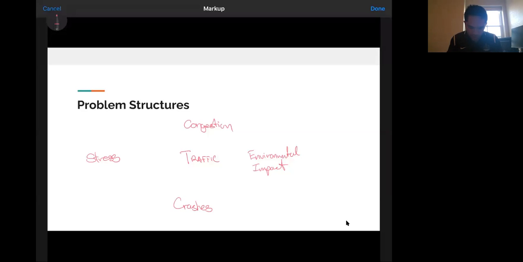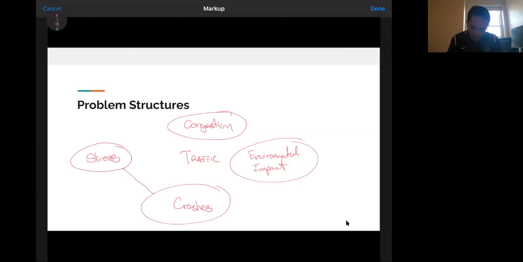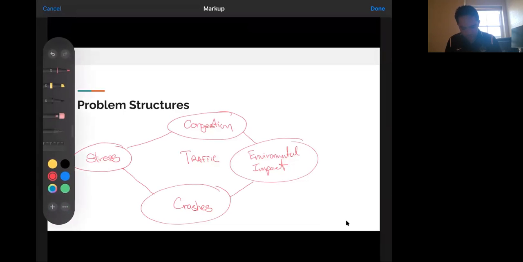So now let's draw some notes to these. Basically just circling them. And we've now encompassed our main problem into a subset of smaller problems. So now that we have this problem structure, let's work on environmental impact and crashes for the sake of time. So we'll say for environmental impact, right, there's pollution, there's material sourcing, aka refinement of oil. We'll say oil refinement.